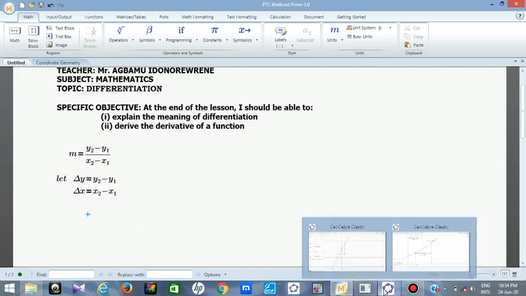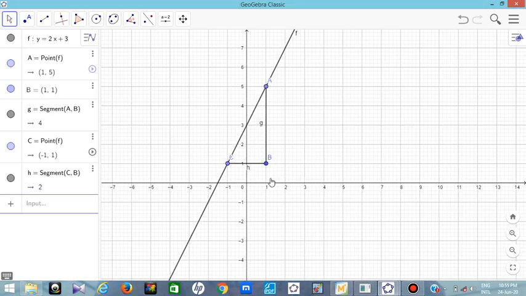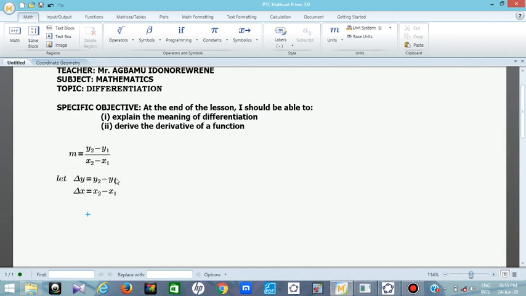This is what I'm talking about. This change that occurs in this place. See the changes from this point to this point, which is x1 to x2. x2 minus x1, this is the changes we are talking about here. Then y2 minus y1, so this is the changes we are talking about here. So this is delta y, while this is delta x. So these are just the changes that occur in the function. Alright, take note of that.